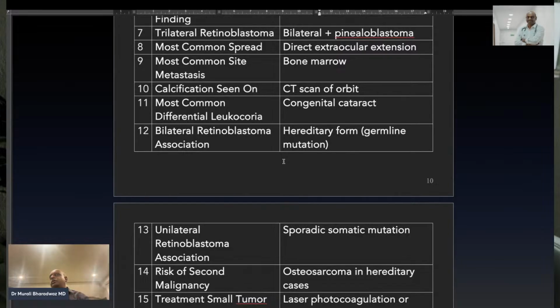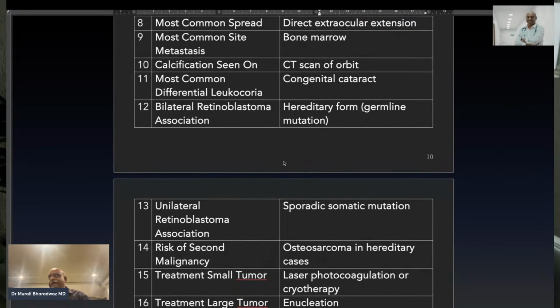Later it can go to the bone marrow. And what do you find? Typically when you do CT imaging, you will find calcification; retinoblastoma is the most common imaging finding. And what is a very close differential diagnosis for a white color inside the eye globe, leukocoria? It is congenital cataracts, which can also present with leukocoria, right?